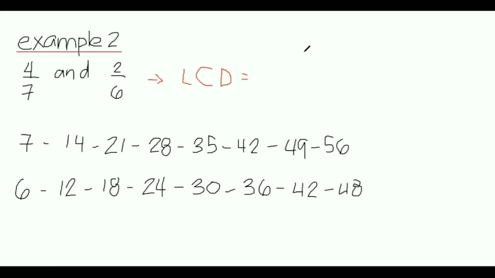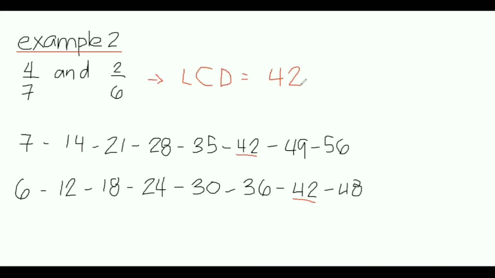Okay, tapos i-check muna natin uli, meron na ba silang common? Let's see. Okay, so meron na silang common, which is 42. Meron pa bang mas mababa sa 42? Wala na. So therefore, the LCD of 4/7 and 2/6 is 42. So, ganun lang kasimple pagkuha ng LCD using listing method.